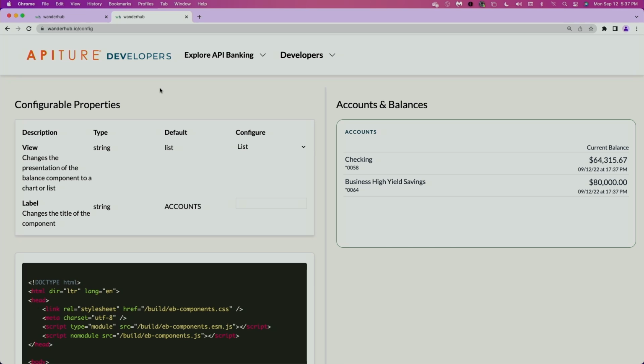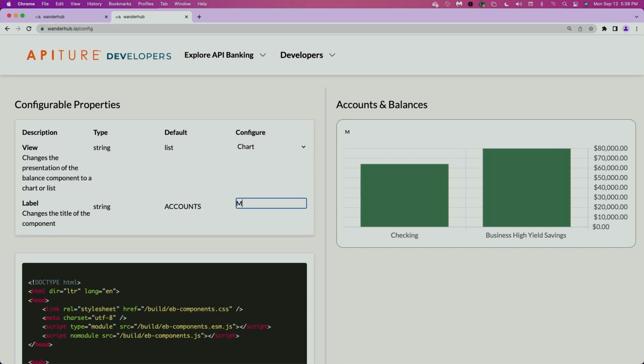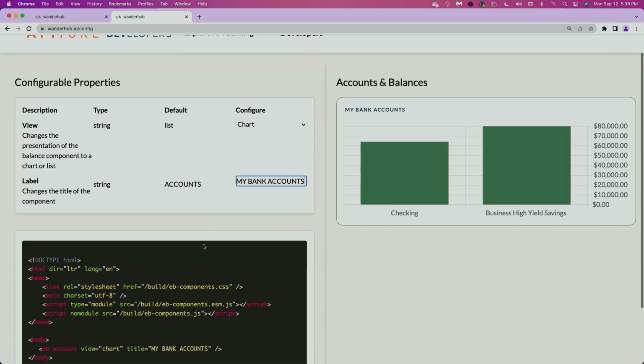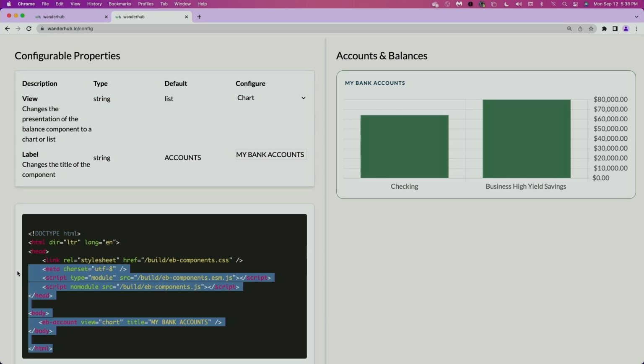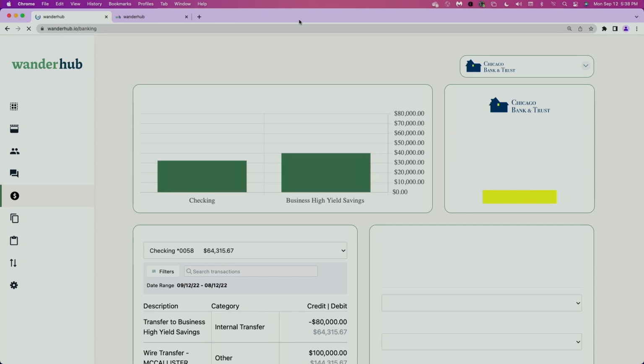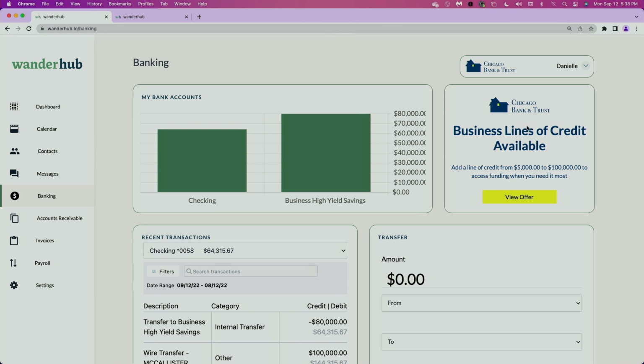There they can then set the configuration within each of those components. For example, we're looking at the chart of accounts component. Instead of a list view, let's take a graphical view of that, and then let's update the labels to match our brand. Apiture then provides the code required so the developer can cut that directly into their application where they see fit, and then we can see those changes happen in real time.